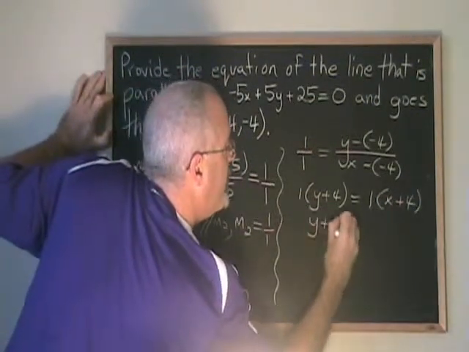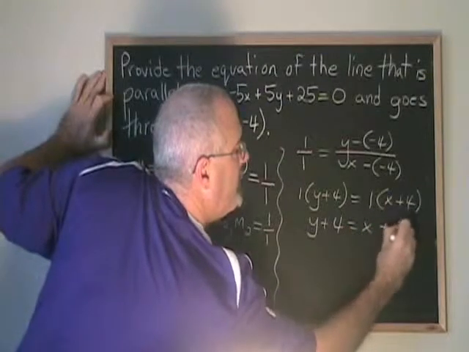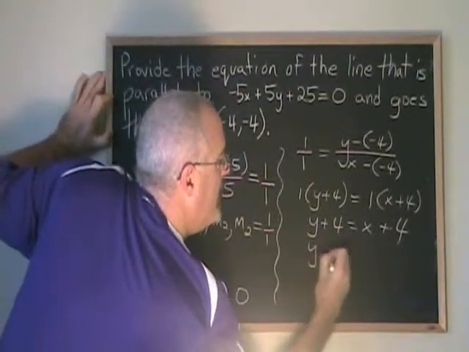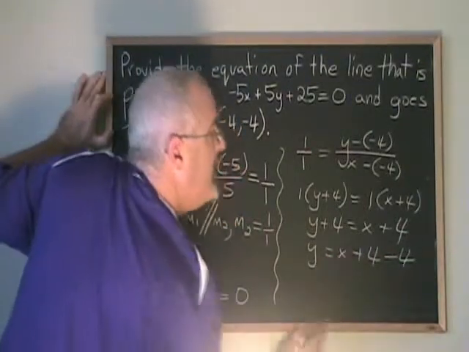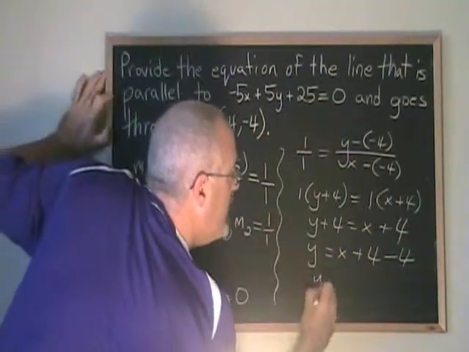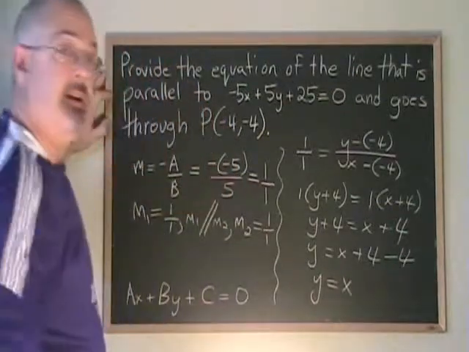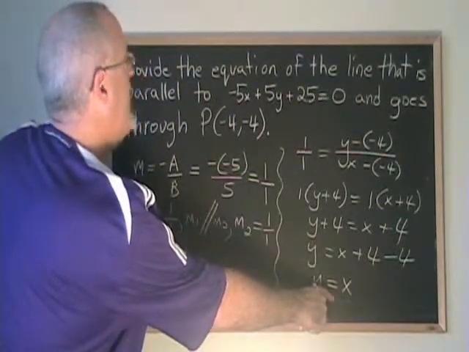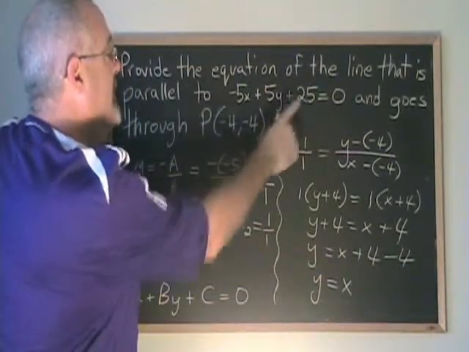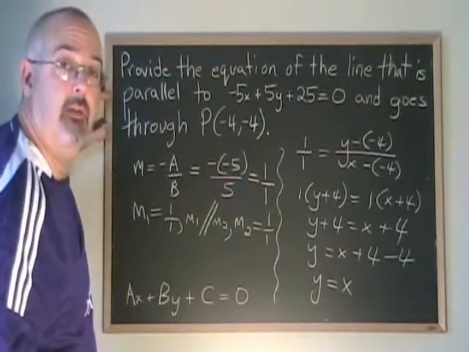y plus 4 equals x plus 4. y equals x plus 4 minus 4. And then combining the similar terms, y equals x. In slope-intercept form this time, I have given the equation of the line that is parallel to this line and goes through the point -4, -4.